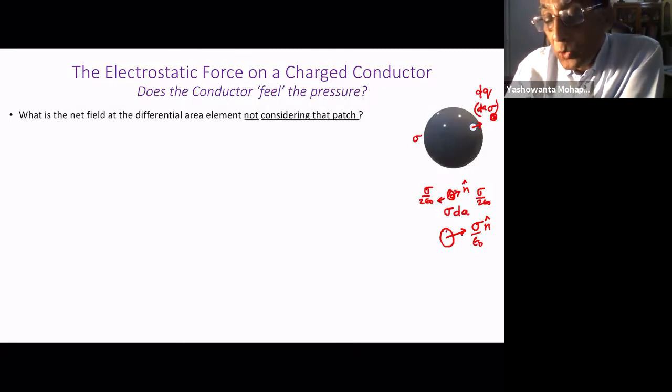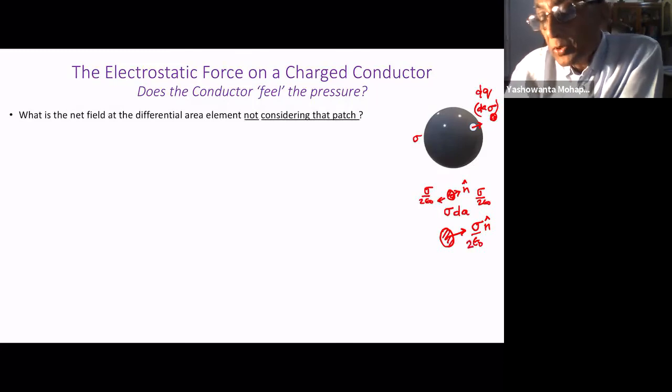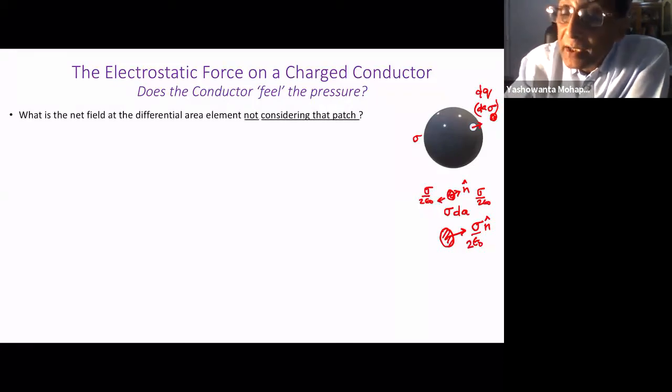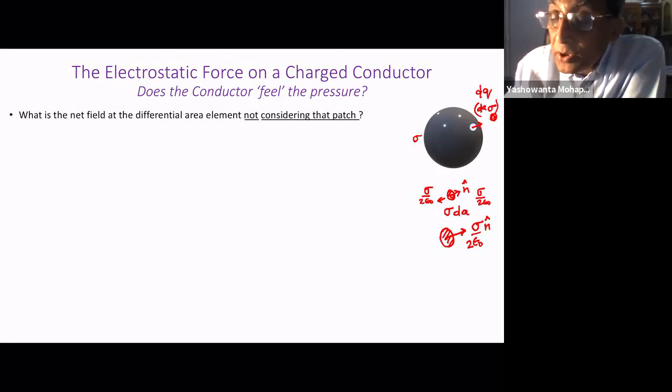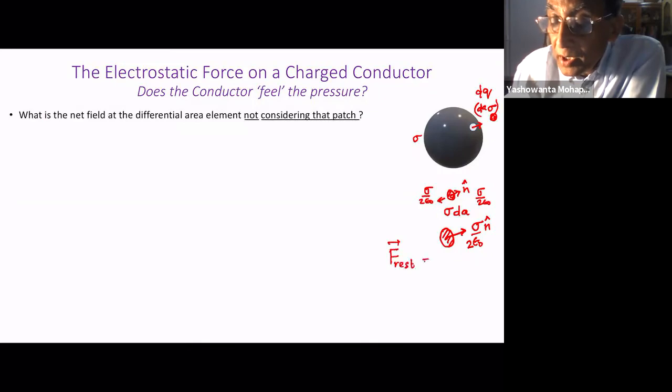So if it is alone inside when it is plugged in, then of course it is sigma by 2 epsilon naught, its own. Then the rest of it, what is it contributing here? It is contributing the field. When I take this out, what is the field? The field due to the rest of the patch will also be sigma by 2 epsilon naught n.